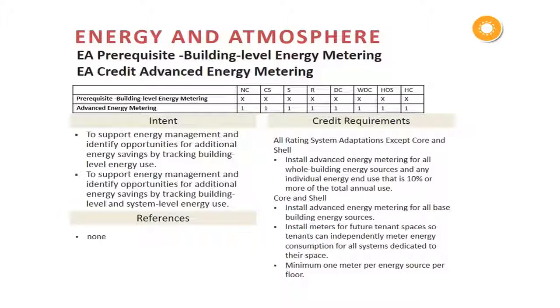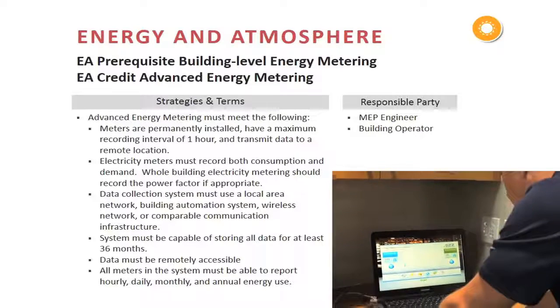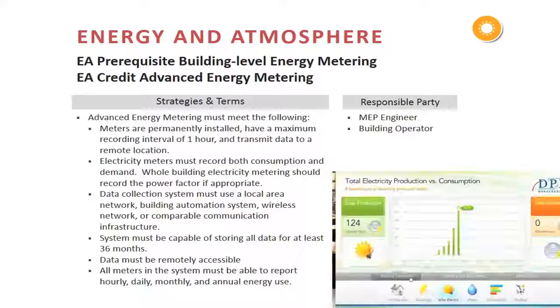And then at the credit level, it gets a little more advanced. So installing what they call advanced energy metering, which we'll look at here in a moment, for all whole building energy sources and any individual end use that's 10% or more of total annual use. So if there was a chiller that used 15% of the energy on an annual basis in a building, you would need to individually submeter that chiller. Now at the core and shell level, again, we simply have some differences to understand that the core and shell building does not have a tenancy that's well developed. So advanced energy metering: these are the criteria here that would be required of anything that qualifies as advanced energy metering.